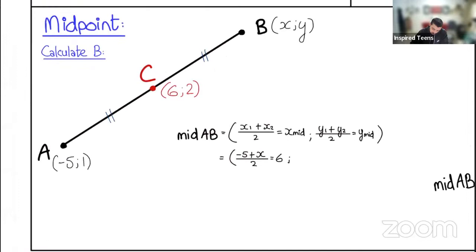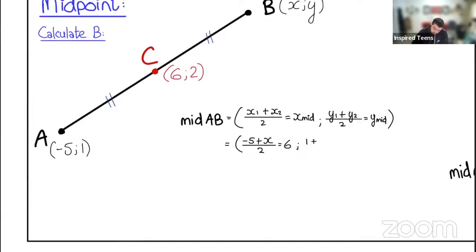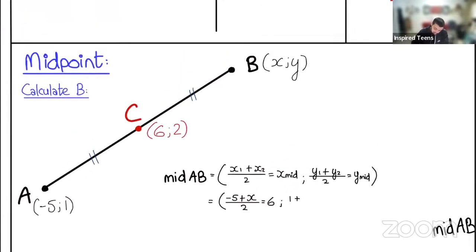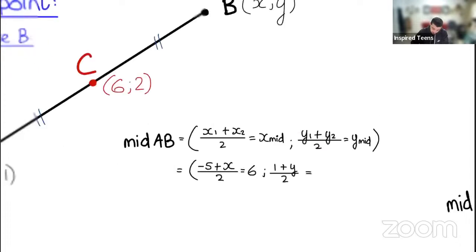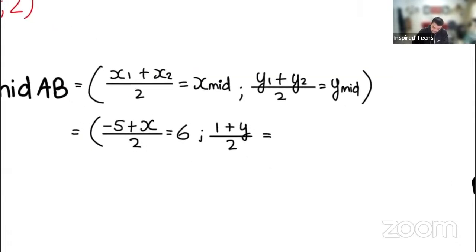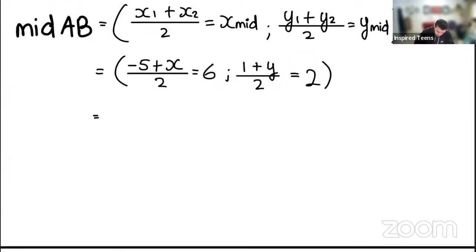Then for the y's, my first y, I work with the same one, 1 plus B's y coordinate, which I don't know, so I'm going to call it y, divided by 2. And this should give me 2, because that's the y midpoint. So now I've basically set up two equations, so I can solve for them.